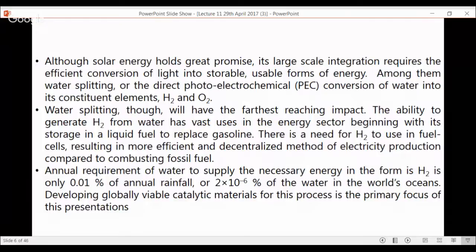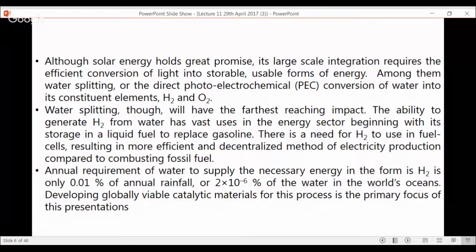Among them, water splitting, or direct photoelectrochemical conversion of water into its constituent elements, hydrogen and oxygen, is one of the best methods. Water splitting will have the farthest reaching impact. The ability to generate hydrogen from water has vast uses in the energy sector, beginning with its storage in a liquid fuel to replace gasoline.